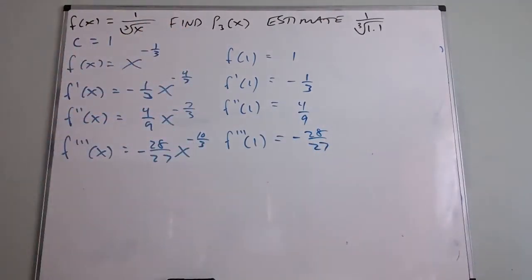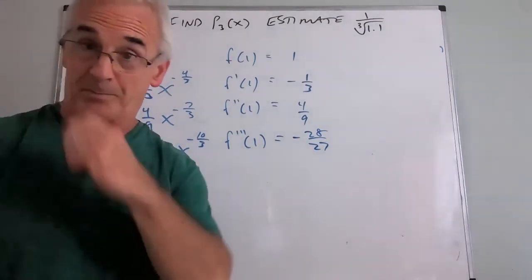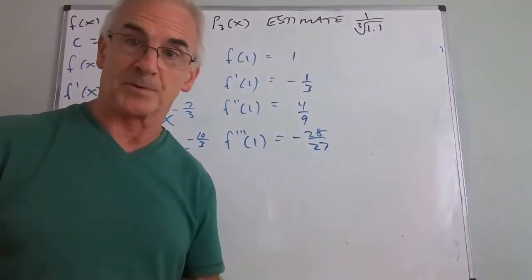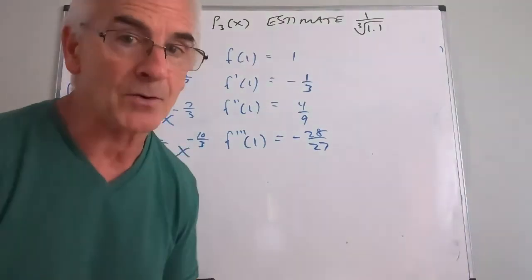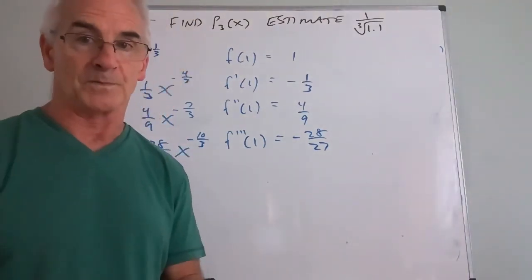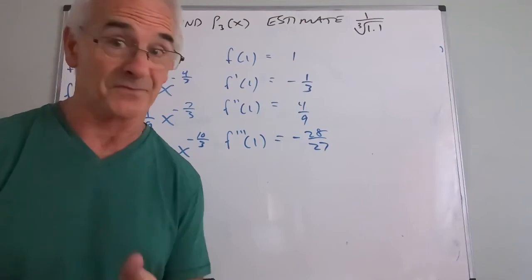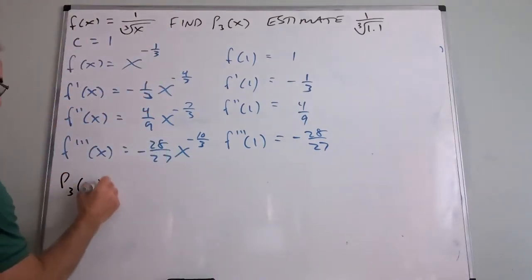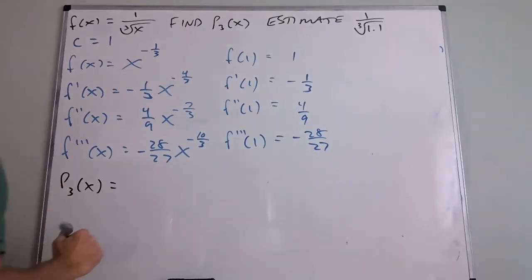Okay, so I now want to write my Taylor polynomial, and that's where we use the P with the subscript. Third degree Taylor polynomial, we use a subscript of 3. The 3 does not refer to the number of terms. It refers to the degree. That's very important. So P3 of x.